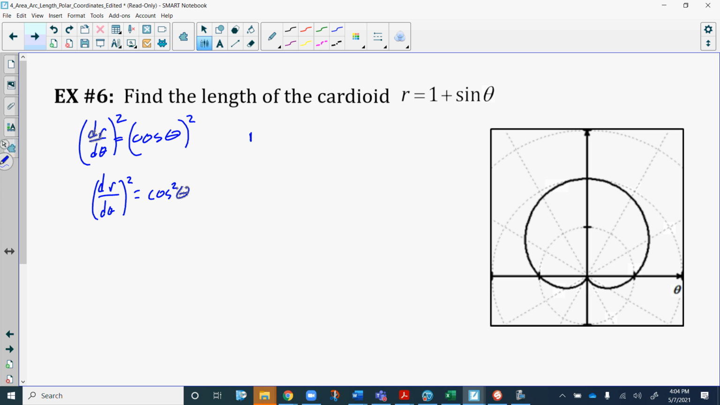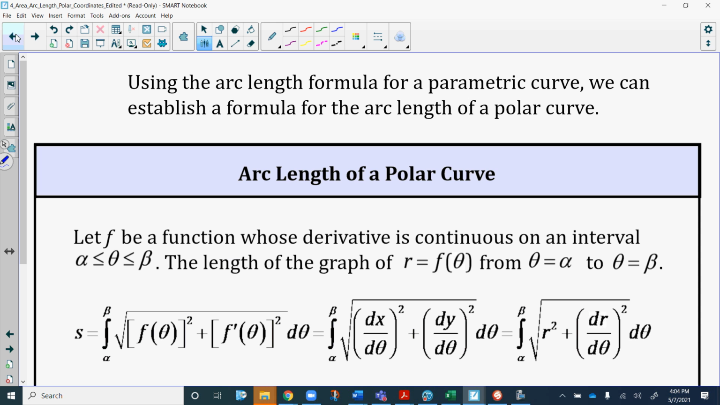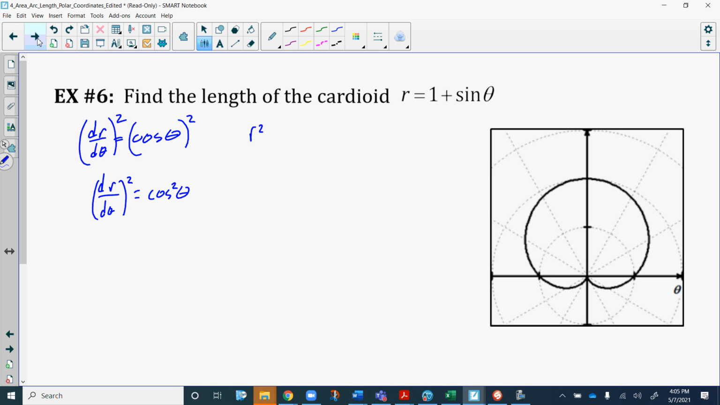What I'm looking at is this one here. This is the integration I'm going to do for that problem. I think it would be easier to do squaring r and then taking the derivative of r and squaring it. So r squared itself, if I take that binomial and expand it into standard form, is sine squared of theta plus 2 sine of theta plus 1.